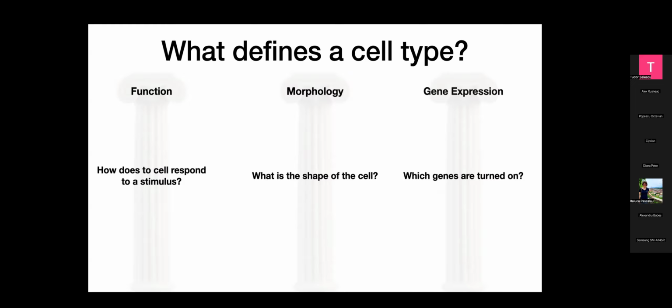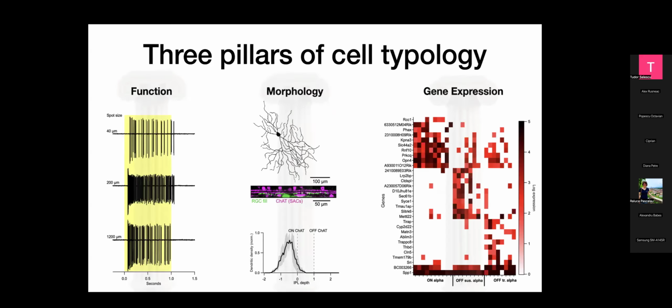But when you have information about function and morphology and gene expression, you have a much better chance at getting the cell types right. So in the retina, this is what this looks like. The function is the light responses of the cells. It's the natural function. The morphology is the dendritic morphology of the cell.